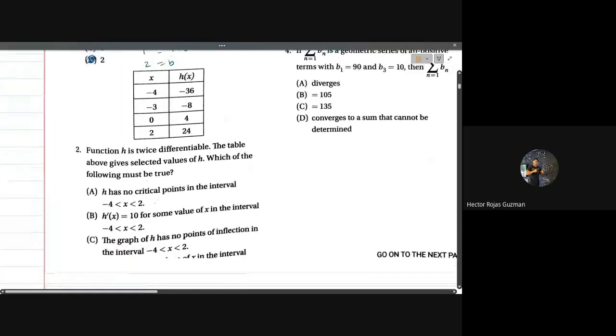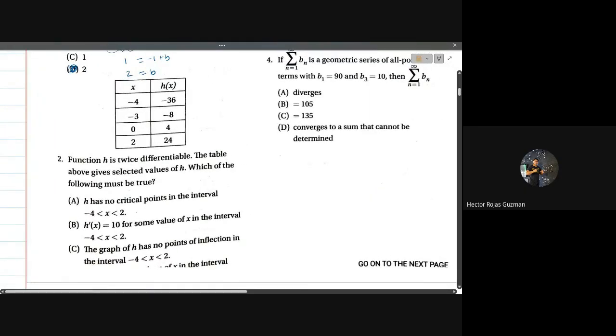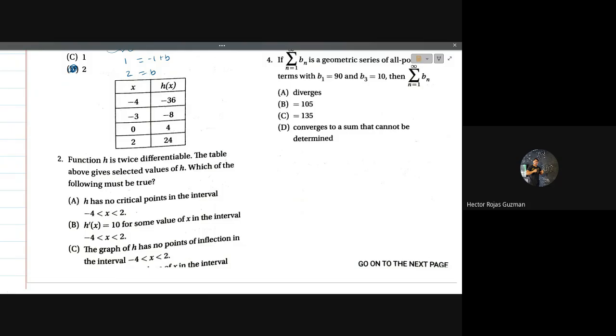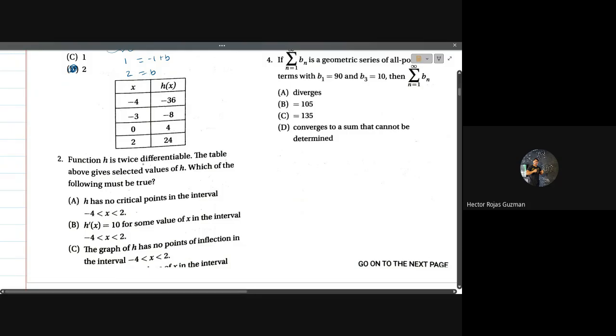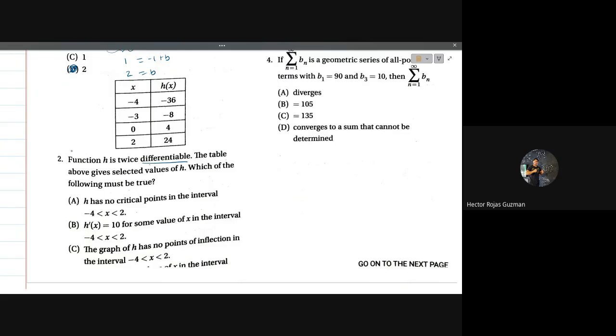h is a twice differentiable function. The table above gives selected values of h. Which of the following must be true? Okay, because the function is differentiable, that also implies that it's continuous. So h has no critical points. A critical point is when the derivative is equal to 0 or undefined. And if you look at the function, we start at negative 36, we go to negative 8, then we go to 4 and 24. This is just a rough sketch.